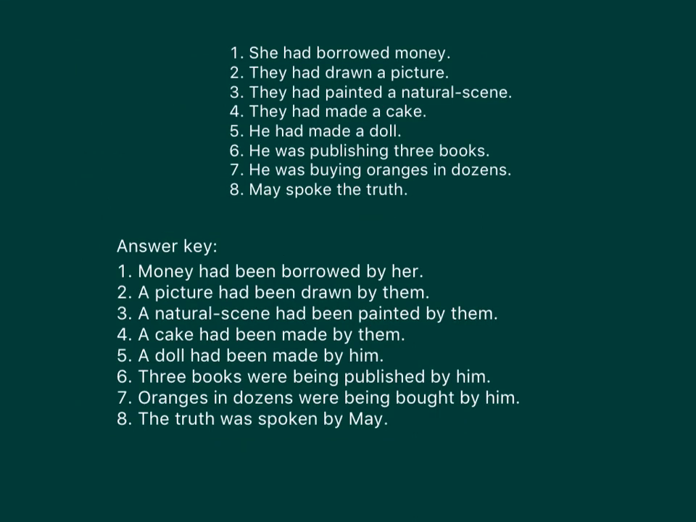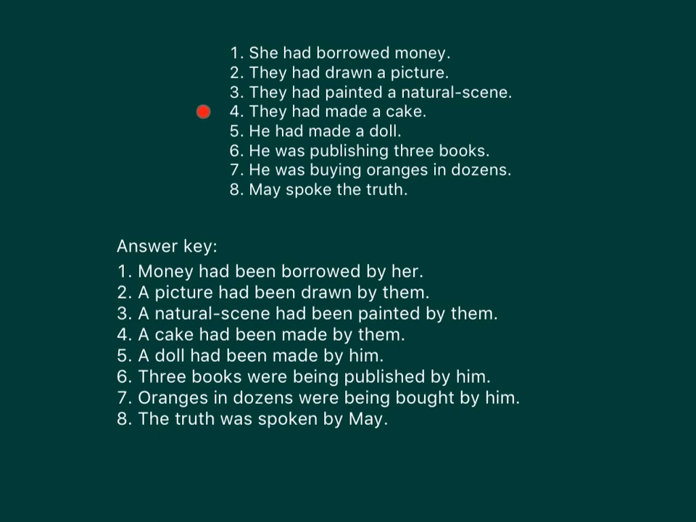Here are the answers. Number 1, she had borrowed money. The passive voice is, money had been borrowed by her. Number 2, they had drawn a picture. The passive voice is, a picture had been drawn by them. Number 3, they had painted a natural scene. Passive voice, a natural scene had been painted by them.